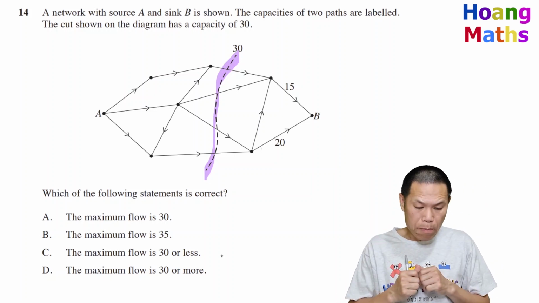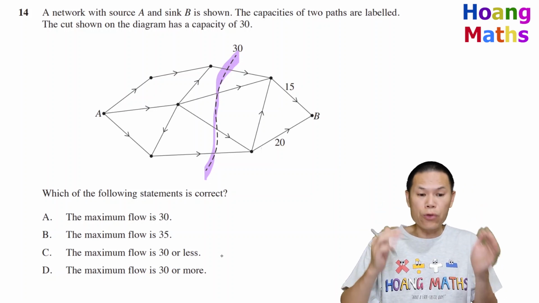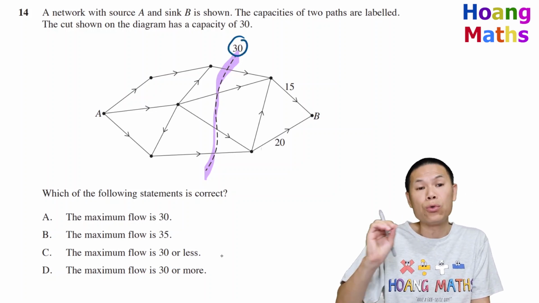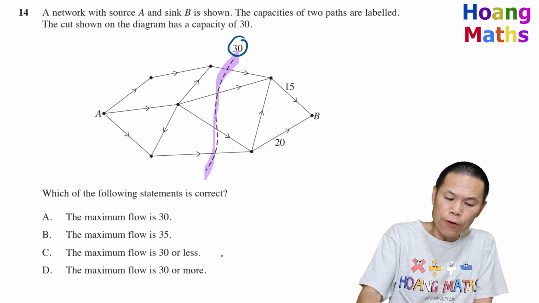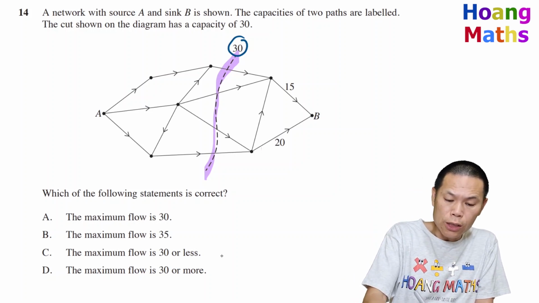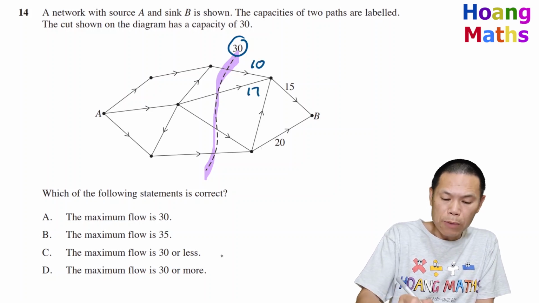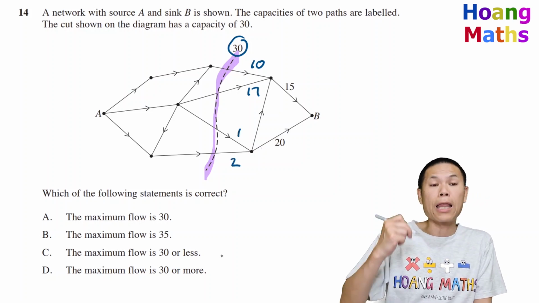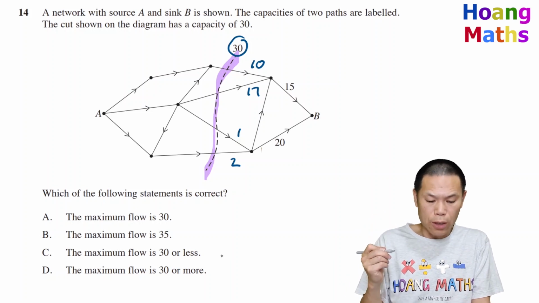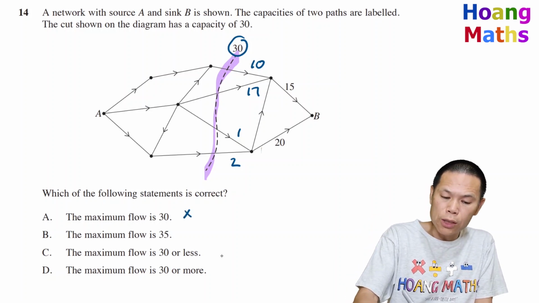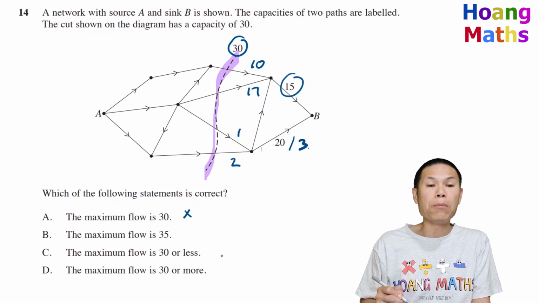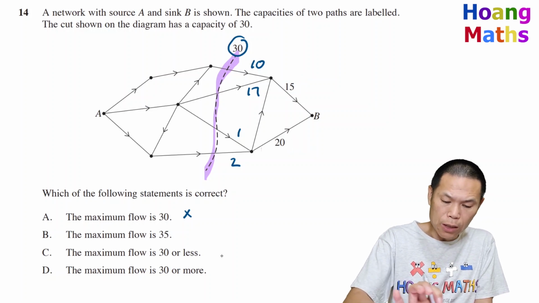So part A, the maximum flow is 30. We know that even though this cut is 30, it doesn't mean the maximum flow through will be 30. Because imagine if this is 30, this can be like 10 and this can be 17, right? So this means that this can be 1, that is 28, and 2. So it's still cut 30. So therefore, the maximum is not 30, okay? This is wrong because this can only go up to 15 and this can go up to only 3. So keep that in mind. So therefore, the first statement is wrong.